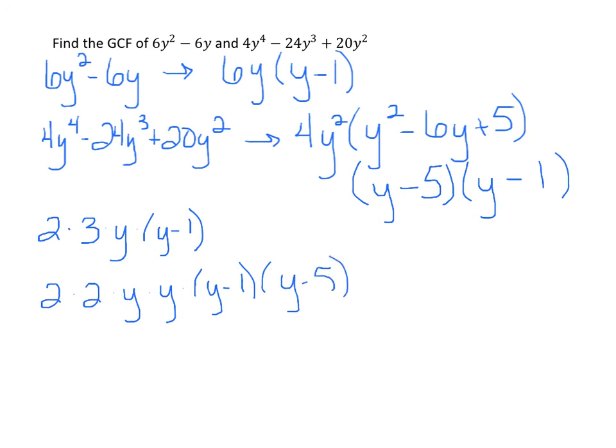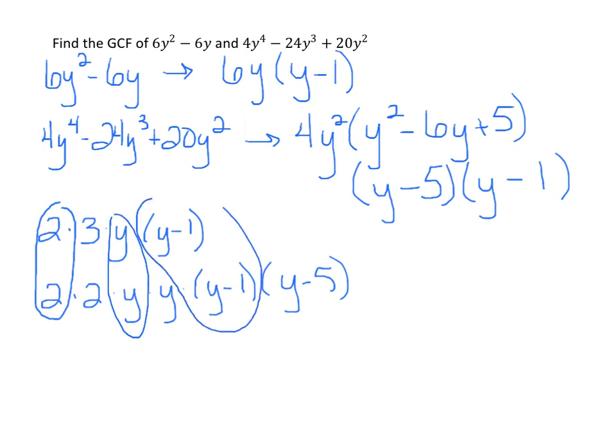Greatest common factor, circle all the things that are the same. We have a 2 in common, we have a y in common, and we have a y minus 1 in common. So our greatest common factor is 2y times y minus 1.